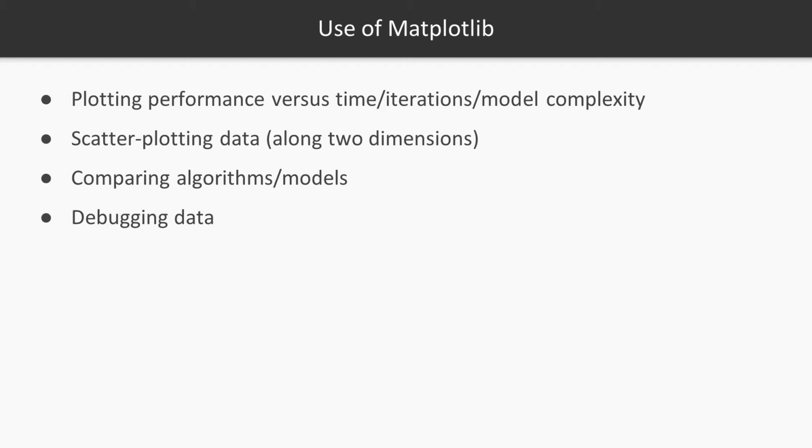Matplotlib is a library for plotting data along two axes. We'll use it to plot our input data. We'll use it to plot predictions or regressions. We'll use it to track the performance of algorithms or models over time, or as we change parameters of those models or make them more complex. This will be really useful for understanding how well we're doing, and also for understanding why things are working the way they are. This will be helpful for debugging.